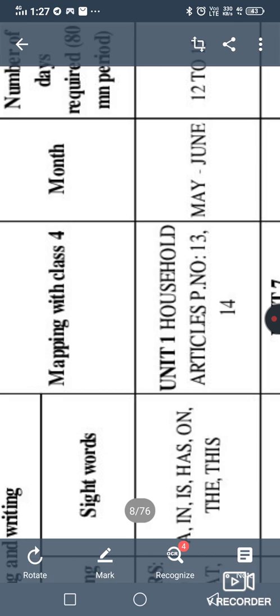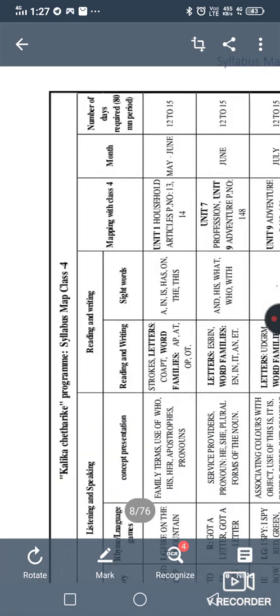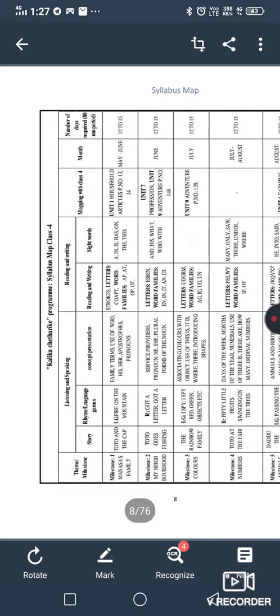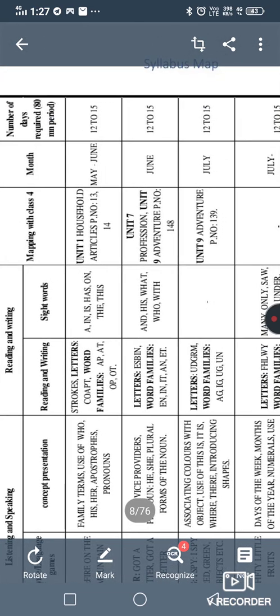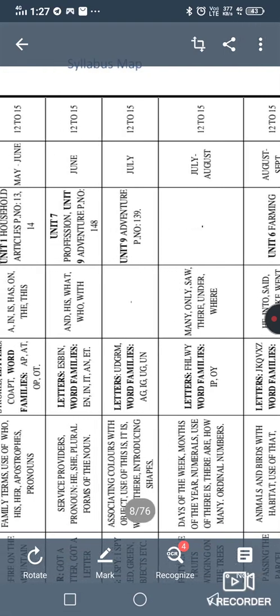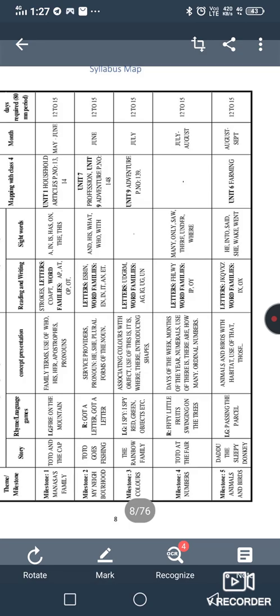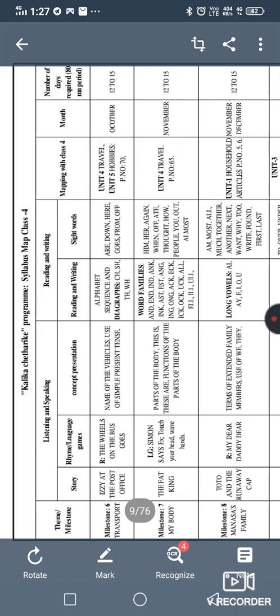And milestone 1, in which month do we have to teach? May and June. And how many days do we have to take for completing milestone 1? 12 to 15 days. So in this way, we have to introduce this map to the teacher. Milestone 2, we have to teach in June, and it takes 12 to 15 days. And third milestone in July, fourth milestone July, August, fifth milestone August, September, and it takes 12 to 15 days, and sixth milestone in October, it takes 12 to 15 days.